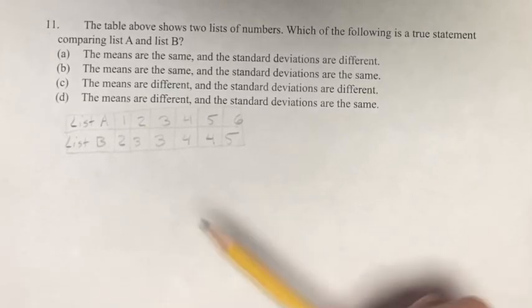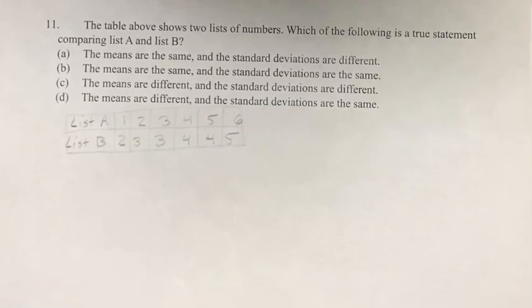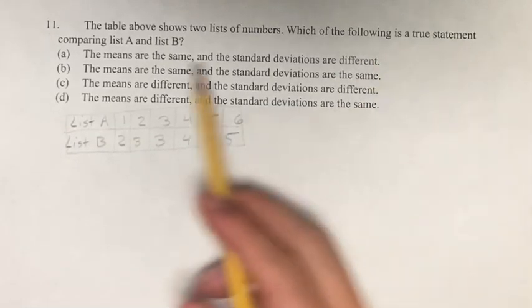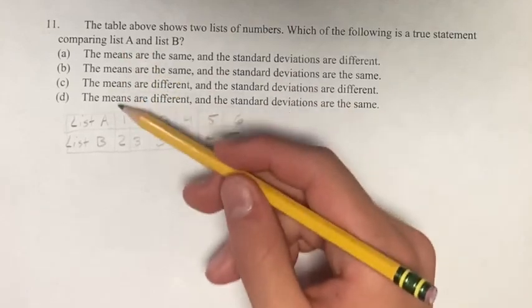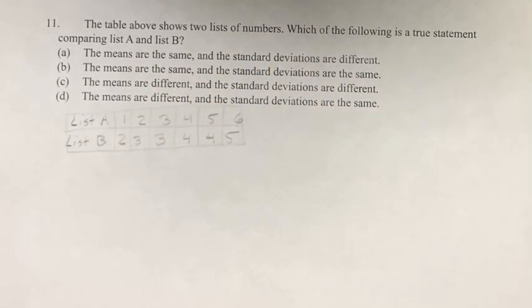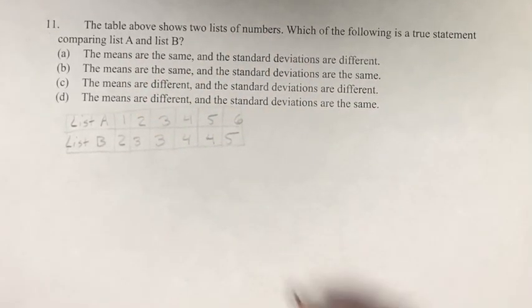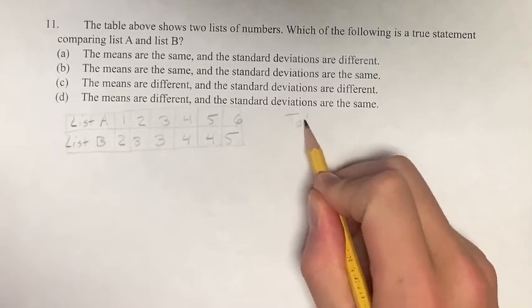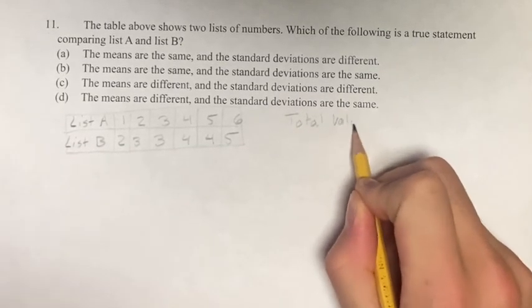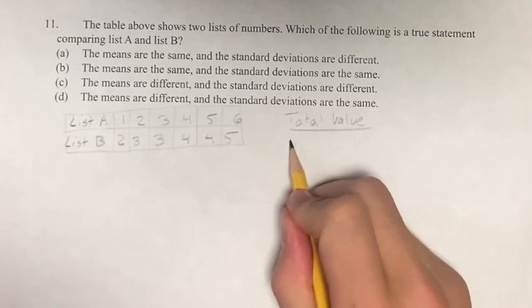In this problem, we have a table showing two lists of numbers. Which of the following is a true statement comparing list A and list B, where we're talking about the means and the standard deviations? First, to calculate the means, you take the total value of all the numbers and divide that by the number of numbers.